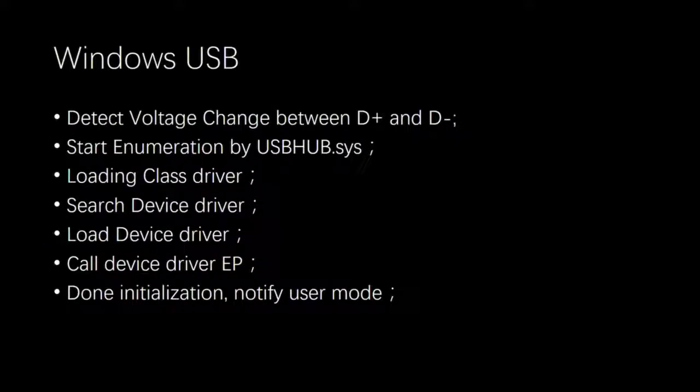And on Windows, here is the process Windows uses to detect that a USB device is plugged in, and how it enumerates the new device when you plug it in. Windows will detect the voltage change between D minus and D plus. Once the voltage changes, it means some device has been plugged in.